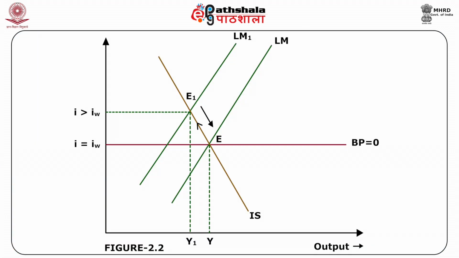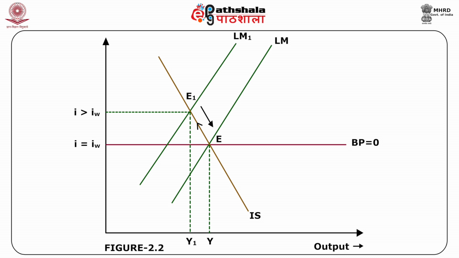In this figure, we have the IS, LM and balance of payment equal to 0 schedules. The balance of payment equal to 0 line is parallel to the horizontal axis in an economy with perfect capital mobility. When the domestic rate of interest is equal to the world rate of interest, or in other words, when i is equal to iW, IS and LM intersect at E, which shows the initial equilibrium. Then there is monetary contraction and the LM curve shifts towards the left and the economy moves to E1.